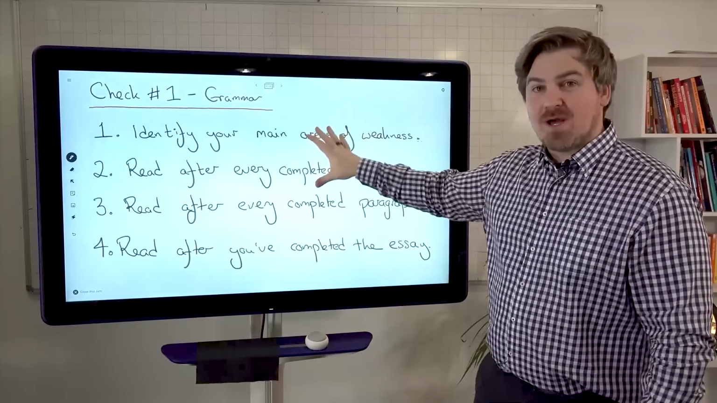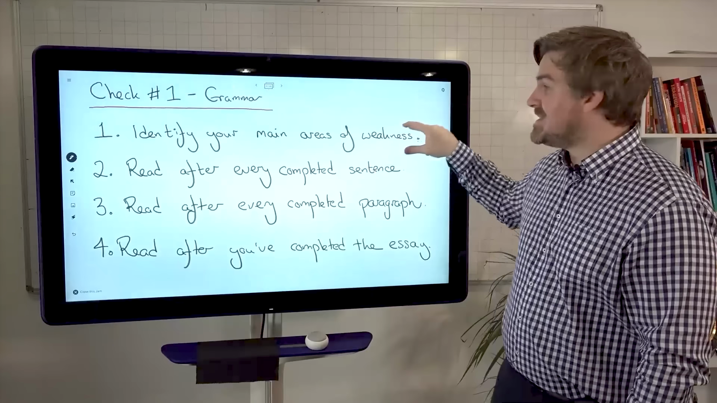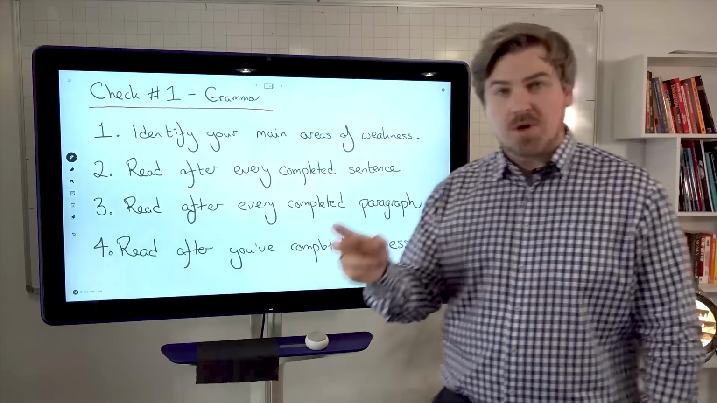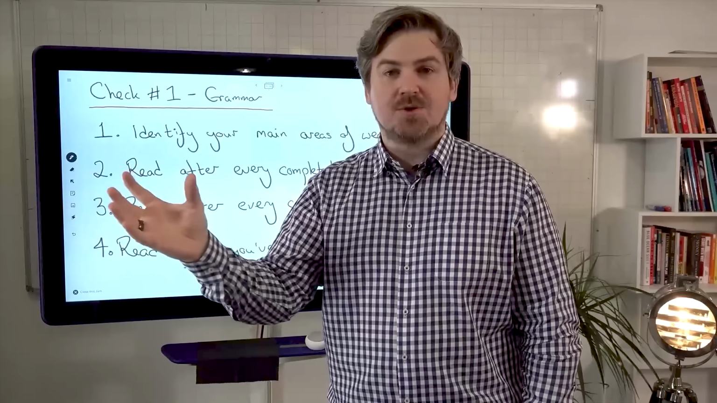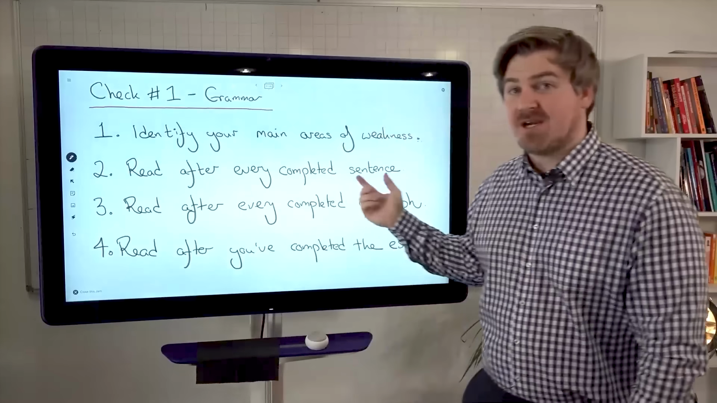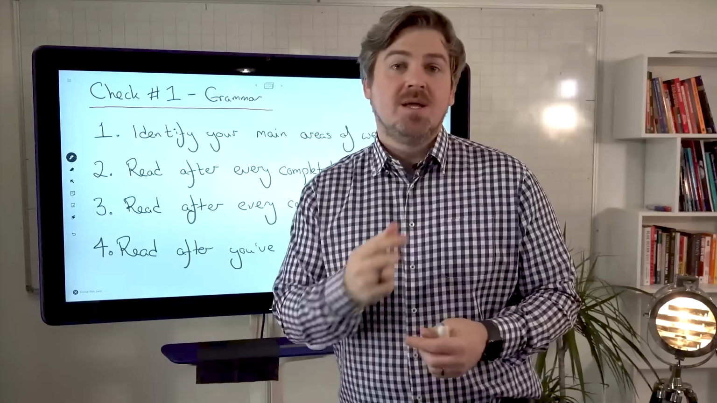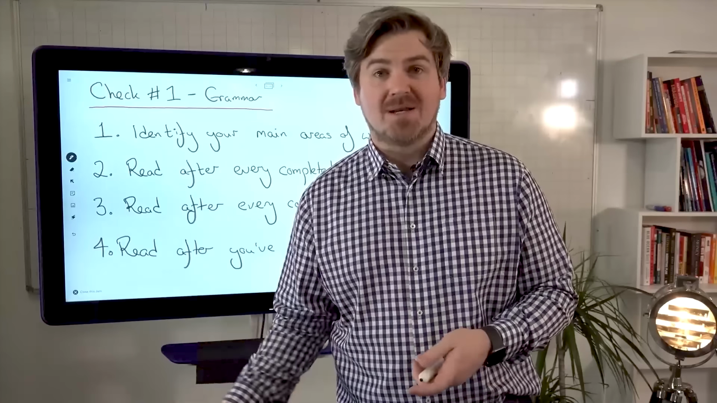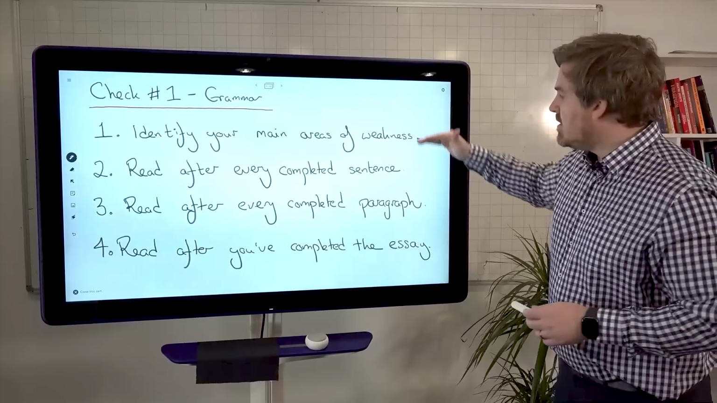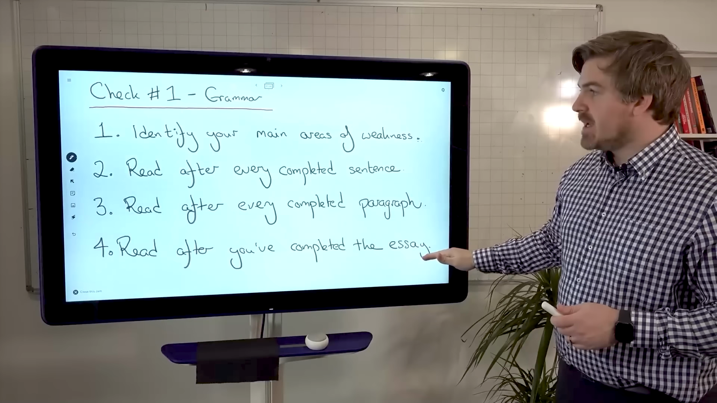So the best way to prevent mistakes is to identify those weak areas, work on them, turn those into areas of strength, and then you won't have to check as much because you're going to reduce the number of mistakes that you make dramatically. And then for grammar, there are 3 checks that you want to make.